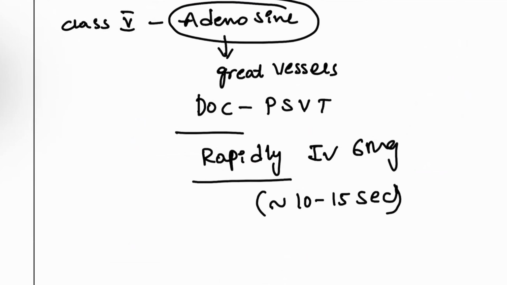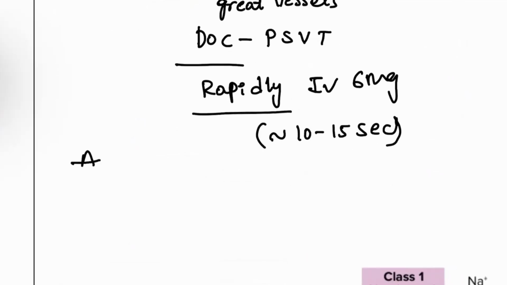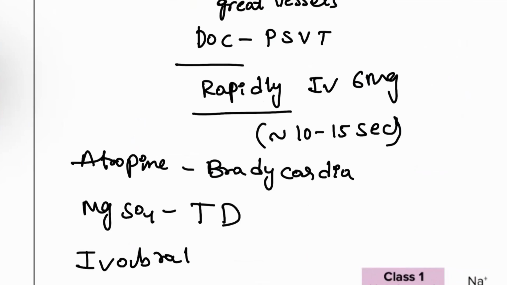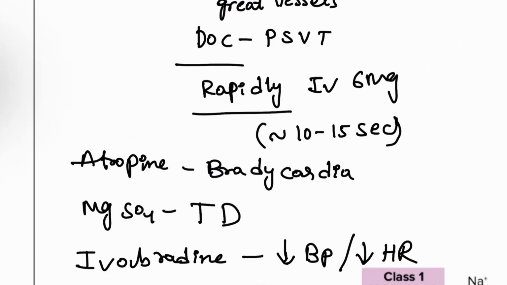And some other drugs: you have atropine. That is given in the bradycardia algorithm. Patients suddenly having bradycardia, we can give this one. And magnesium sulfate I have already discussed. This is given for torsades de pointes. And the next drug we have is ivabradine. This is commonly used in patients having low BP and low heart rate, we can give ivabradine.